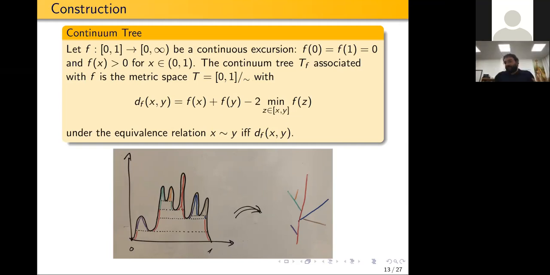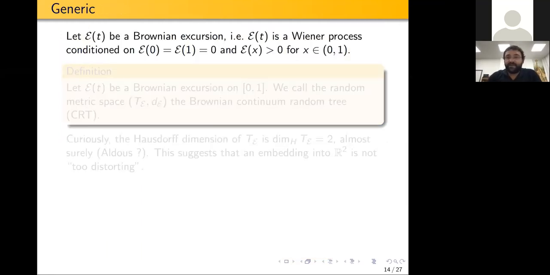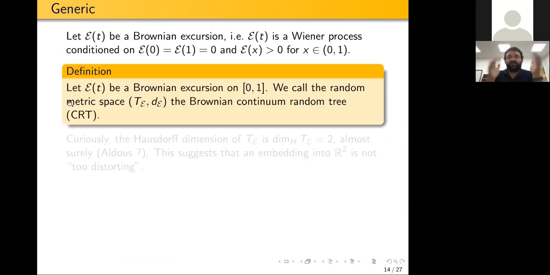So what would be a generic tree then? Well, you take a generic excursion function. So you just take a Wiener process, as in you take the Brownian excursion, a Wiener process that's conditioned on having exactly these properties, taking values 0 at 0 and 1, and being positive in between. And with this random excursion, this tree that we're getting out is called the Brownian continuum random tree, and it turns out to be equal in distribution to all the other ones that we've just talked about. So this is the generic tree.